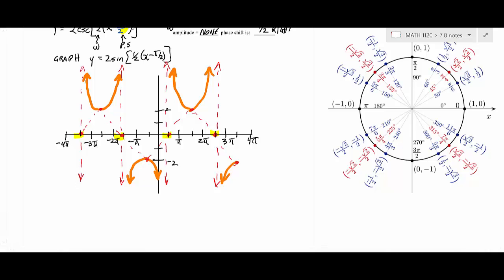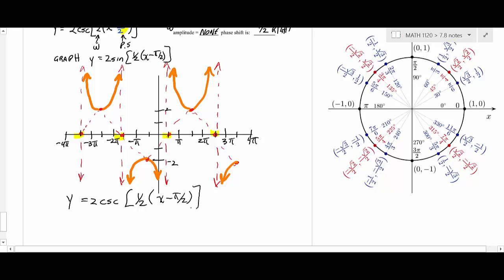So what I'm going to do on this is we're going to look at, I'm going to write down the cosecant. We have 2 cosecant of 1/2 x minus pi over 2, like that. Now let's check 1 point. Okay? What would be a good point to check on this one? That would make it super easy. Pi over 2, exactly, right? Okay, keep it as simple as possible.